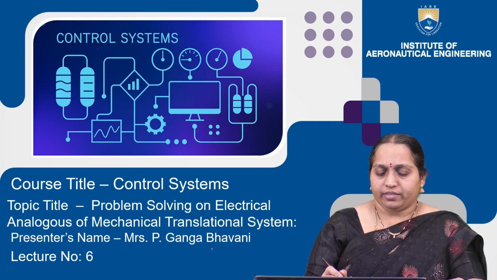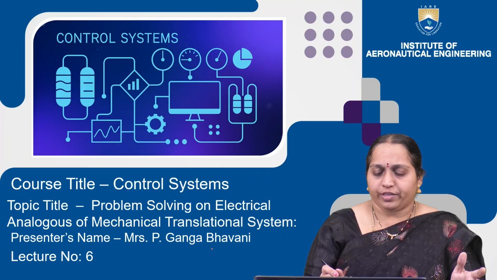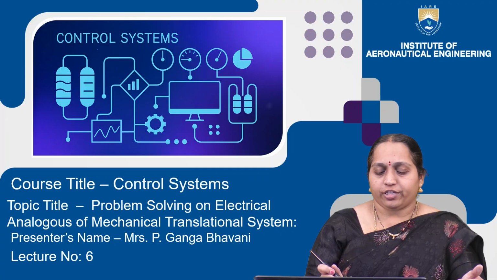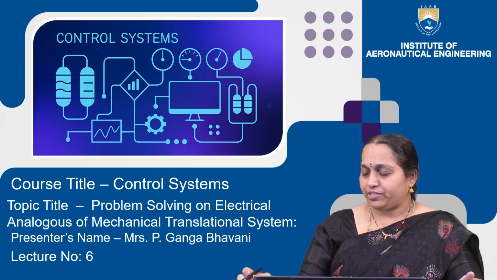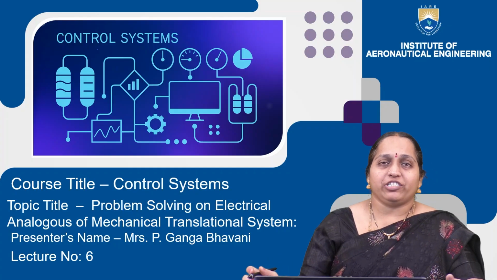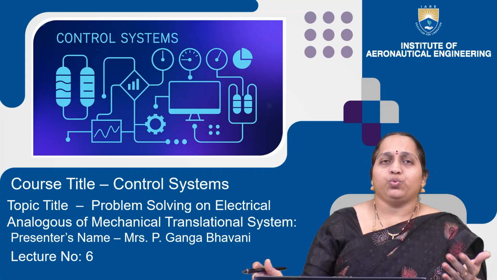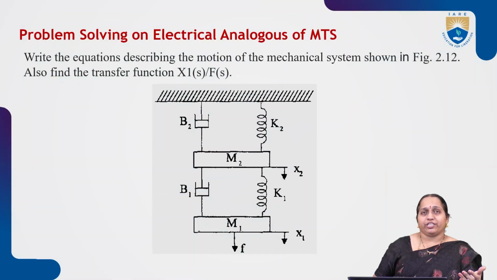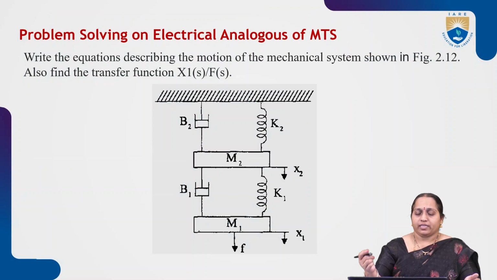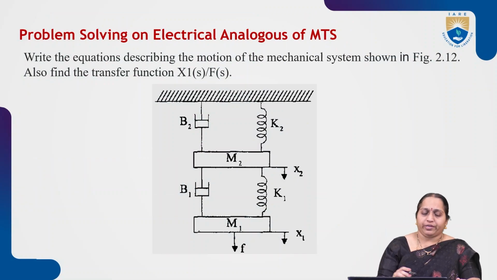Today we shall discuss a problem solving on electrical analogous of mechanical translational systems. If a mechanical translational system is given, how to draw its equivalent electrical circuit, we shall see today. Let me take this problem where a mechanical translational system is given in which you have two mass elements M1 and M2, and each one is attached to dashpots and springs.